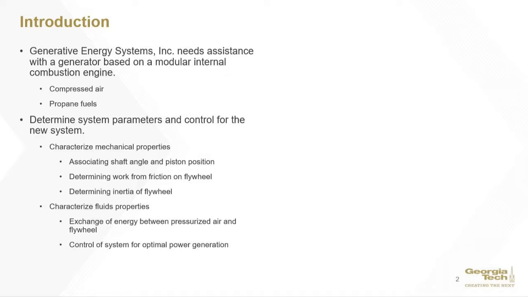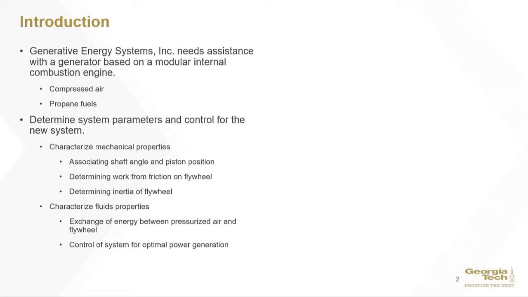Firstly, we characterized the mechanical properties of the engine, starting by associating the shaft angle with the piston position. We then determined the work done on the flywheel by friction, after which we determined the inertia of the flywheel. In the second part of our experiment, we characterized the fluid properties of the IC engine by determining the exchange of energy between the pressurized air and the flywheel. Lastly, we are asked to determine the control for the system for optimal power generation.